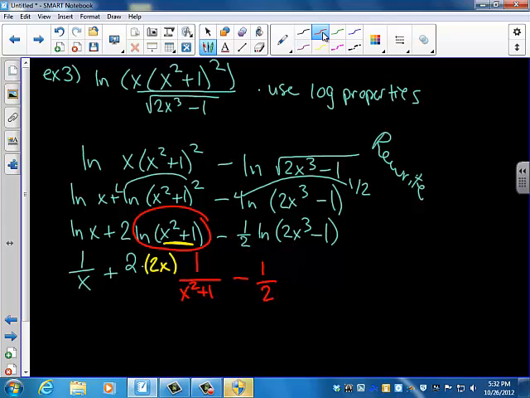We're going to go to, alright, the derivative of the inside again. So what's my derivative of the inside? 6x squared. Alright, times the derivative of the outside. So the derivative of ln is 1 over 2x cubed minus 1. So now what I have to do is combine everything all together.